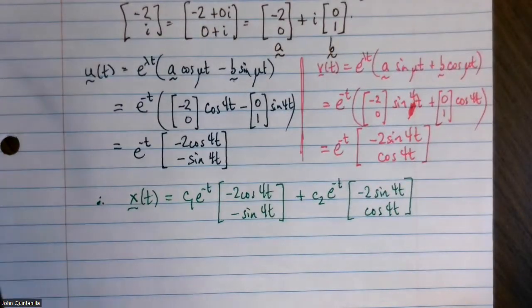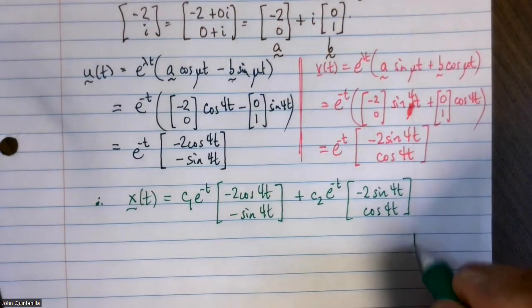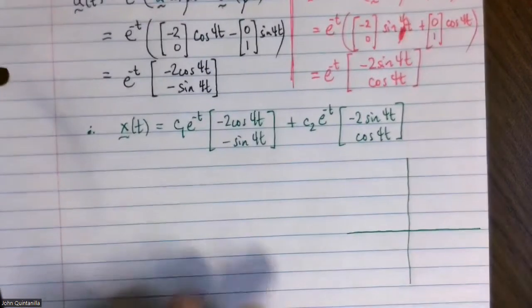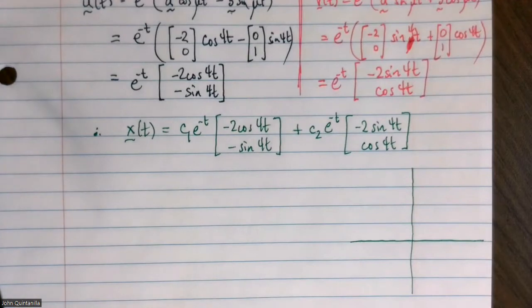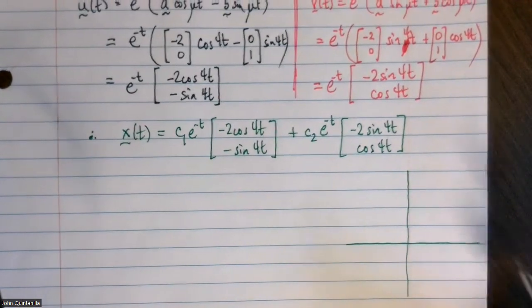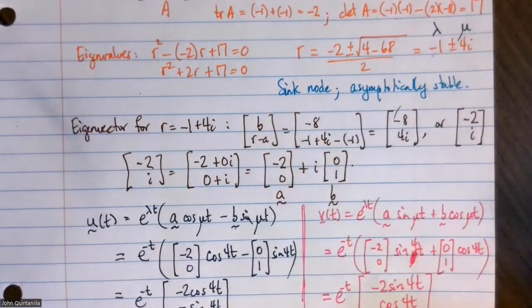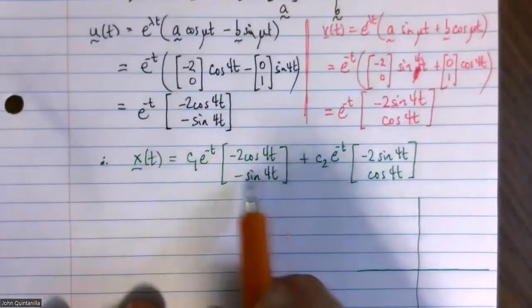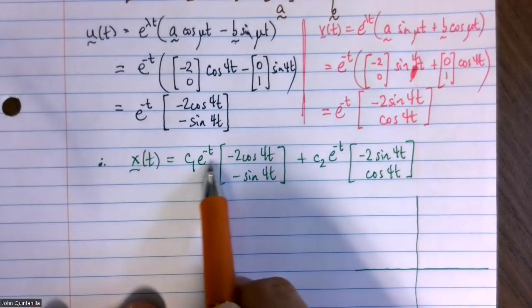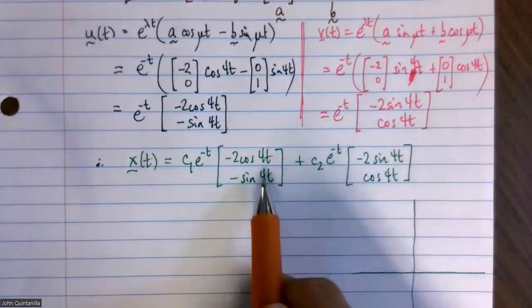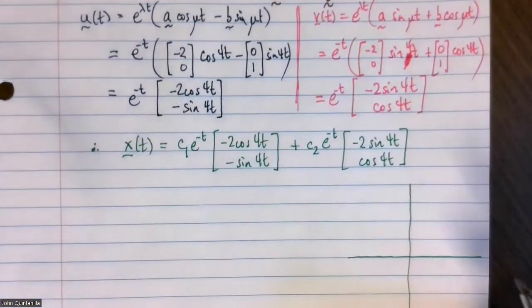Okay, now sketching the solutions of these systems where I have complex coefficients or complex eigenvalues is not so easy. I do know they're going to be spirals. In this case, the origin I know to be a sink node, so the spirals are going to come into the origin. I can see that here because of the e to the minus t terms. As t goes to infinity, both of these are going to go to 0. And these two terms account for the spiraling.